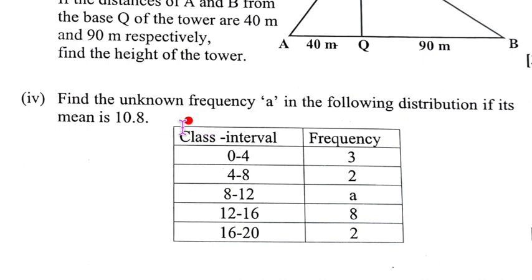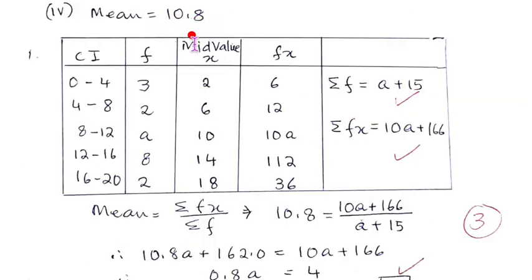The last question for the paper: find the unknown frequency A in the following distribution if the mean is 10.8. So we have the class interval, this is the frequency, and this is the unknown frequency which we have to find. We'll have to draw the table and we'll have to use the formula for mean. So we write mean equal to 10.8 and we make the columns. Now whenever there are class intervals, we have to find the mid value or class mark or x value. It will be this plus this upon 2, so 4 upon 2 is 2. This plus this upon 2, so 12 upon 2, that is 6, and we write all the values here.